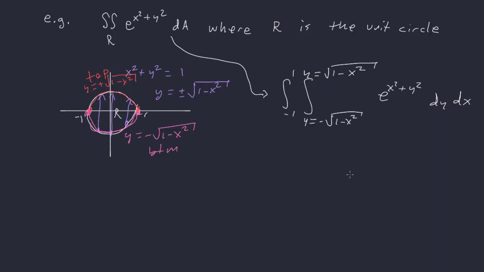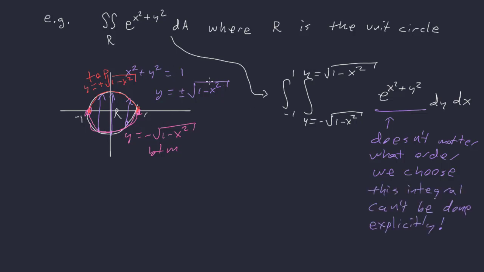So the problem here is twofold. One, these limits on the inside are awful to deal with. But also, there's no integral rule for this. It doesn't matter what order we choose, this integral can't be done explicitly. So that's one motivating factor. Essentially, the integrand is really disgusting. And that's our typical motivating factor for normal u-substitution: the integrand is really complicated, but we can actually simplify it down quite a bit.